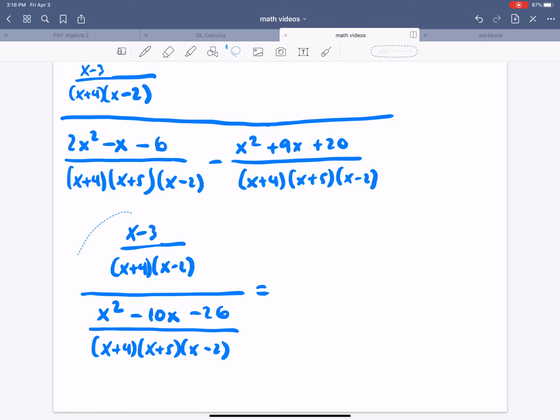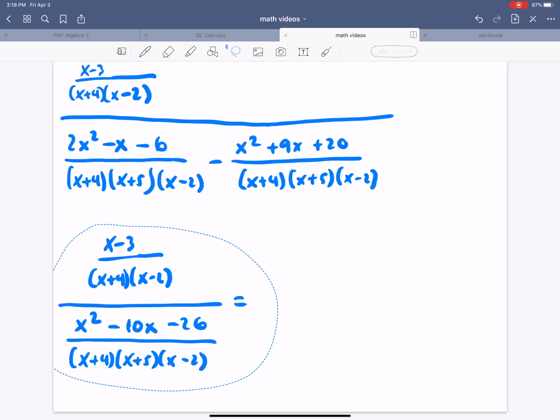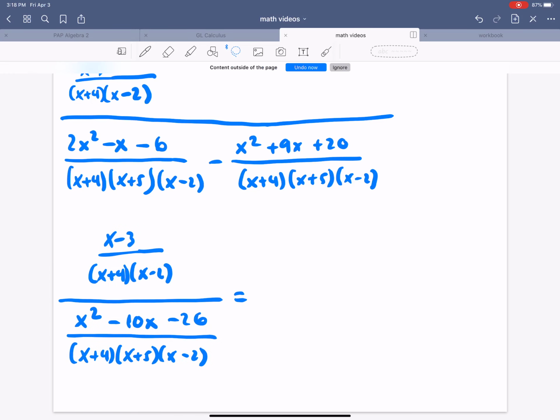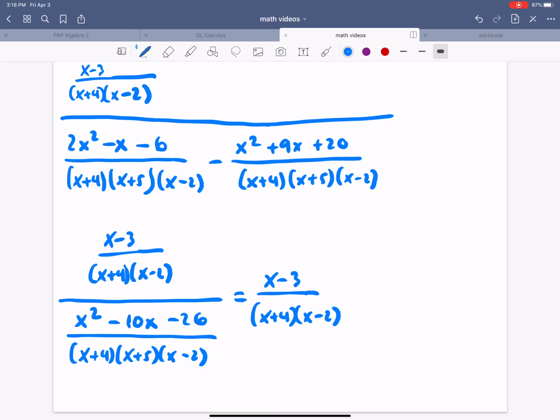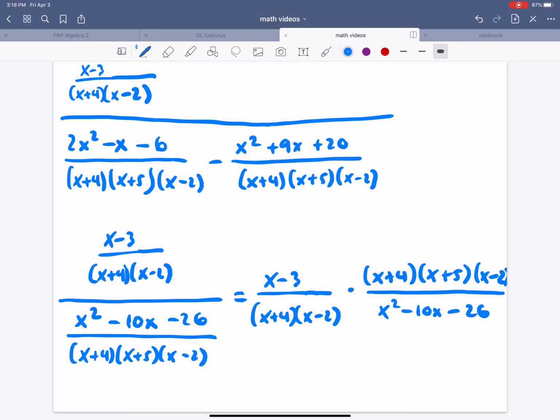Now take top fraction, multiply it by the reciprocal of bottom fraction. So keep top the same. X minus 3 times x plus 4 times x minus 2, and multiply that by the reciprocal. So we've got x plus 4 times x plus 5 times x minus 2 all over x squared minus 10x minus 26.